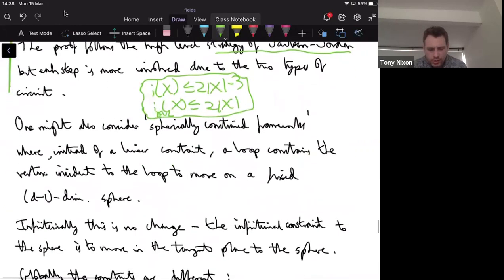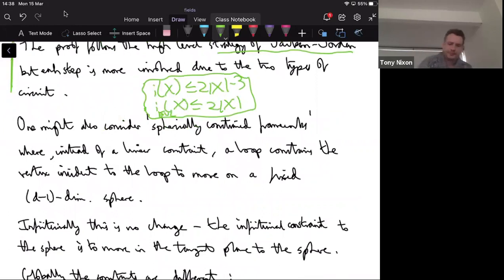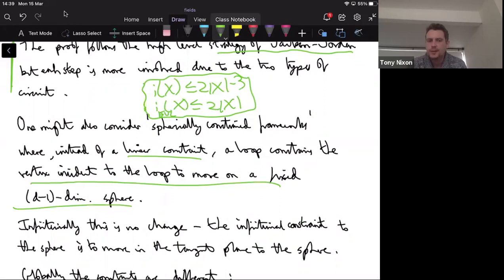I wanted to mention this next thing, not because it's necessarily something that would naturally fit in a graduate course, but I want to ask the question in case someone has an idea. I couldn't stop myself from throwing it in. So linear constraints, in some sense, you can think of them as a spherical constraint, where the center of the sphere is the point at infinity projectively. So you might also consider spherically constrained frameworks where the center of the sphere is a finite point. So instead of having a linear constraint from a loop at a vertex, the loop could constrain the vertex to move on a fixed (d minus 1)-dimensional sphere instead.